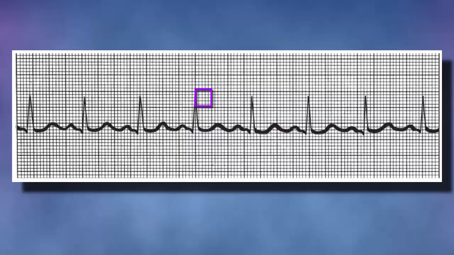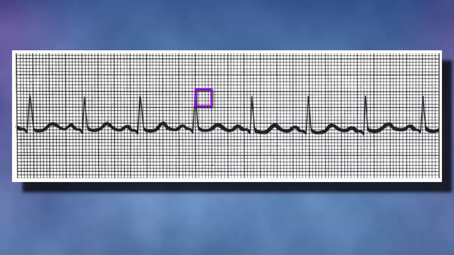The way this is done is that each box is 0.2 seconds long. And if there are 3.5 boxes between each beat, then there's 0.7 seconds between each beat. If we take 60 seconds and divide it by 0.70, then we get around 86 beats per minute. And that involved a whole bunch of math.